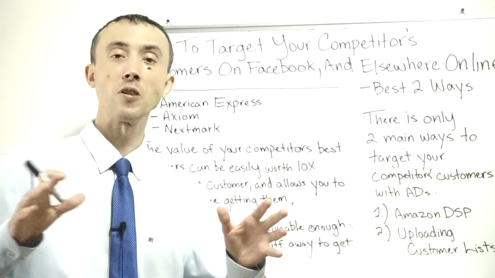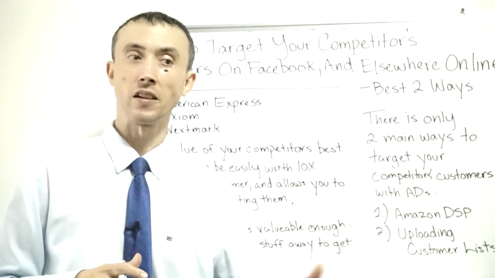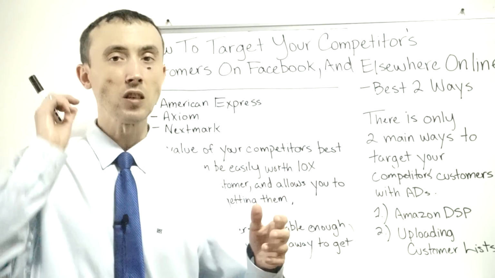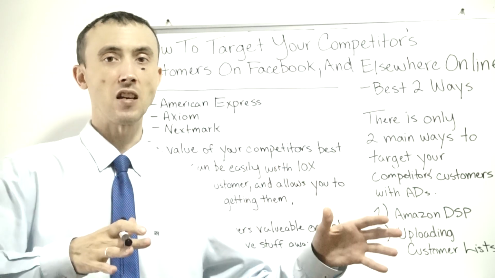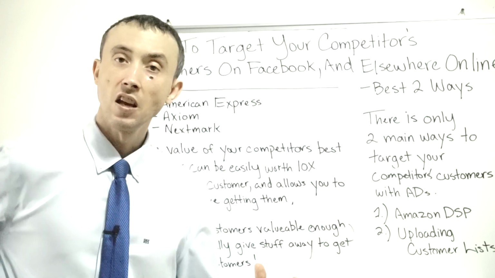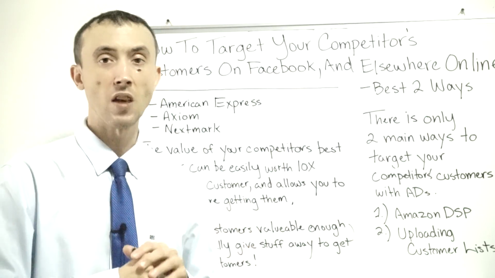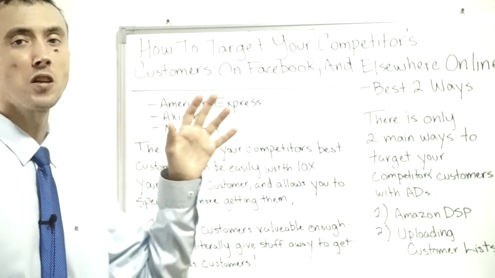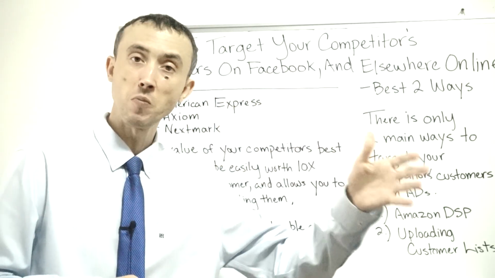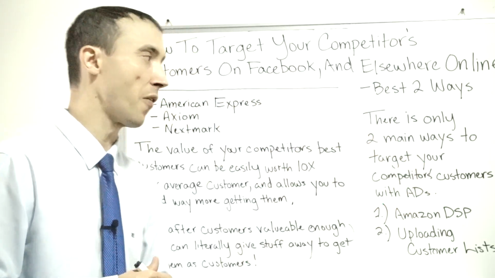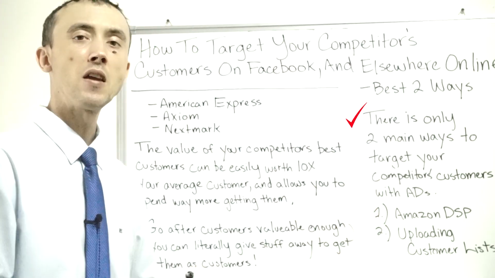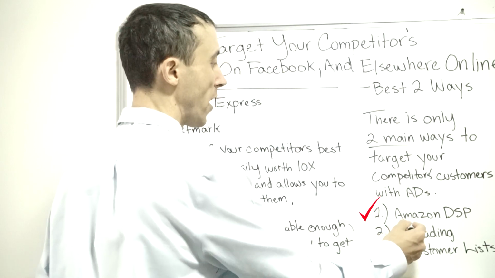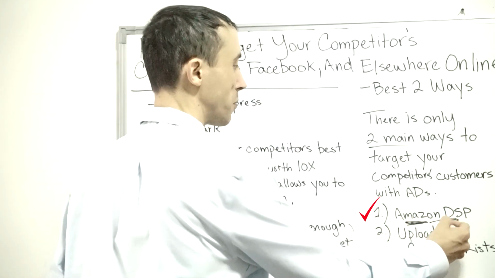As long as it obviously fits your market. If you're in a market like a day spa or a restaurant, it obviously makes sense to go after your competitors' best customers way before anything else. And for a lot of different markets, the same thing. So with that said, to target your competitors' customers, it could be offline, but also online. There are only two main ways to do this specifically, okay? One of which is to run Amazon DSP ads.